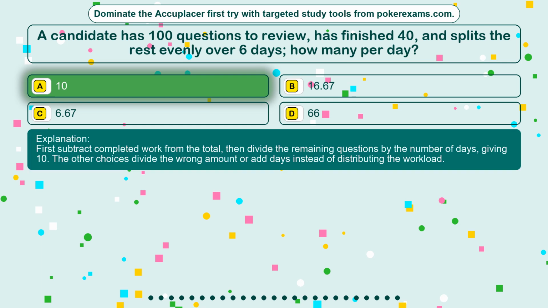First subtract completed work from the total, then divide the remaining questions by the number of days, giving 10. The other choices divide the wrong amount or add days instead of distributing the workload.